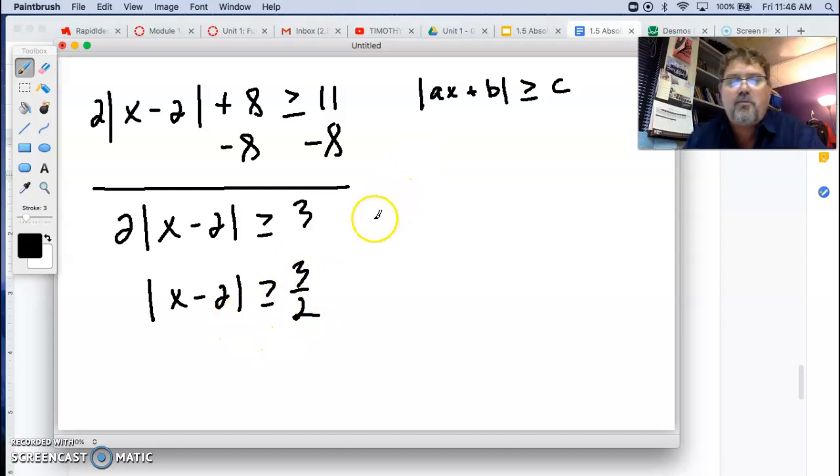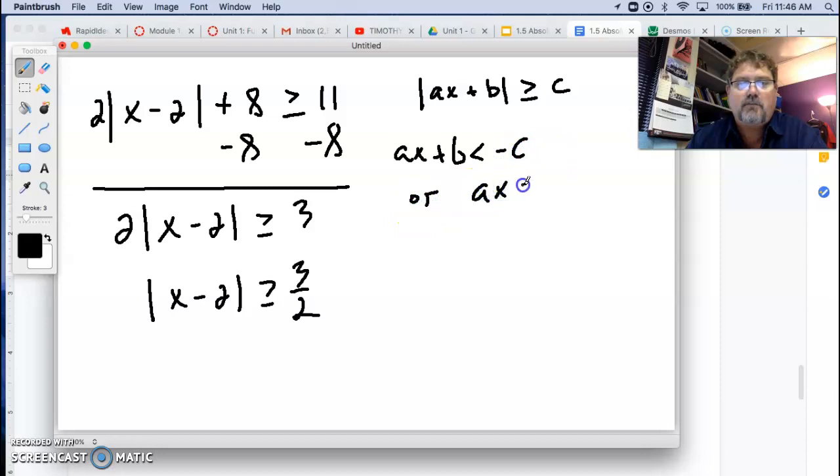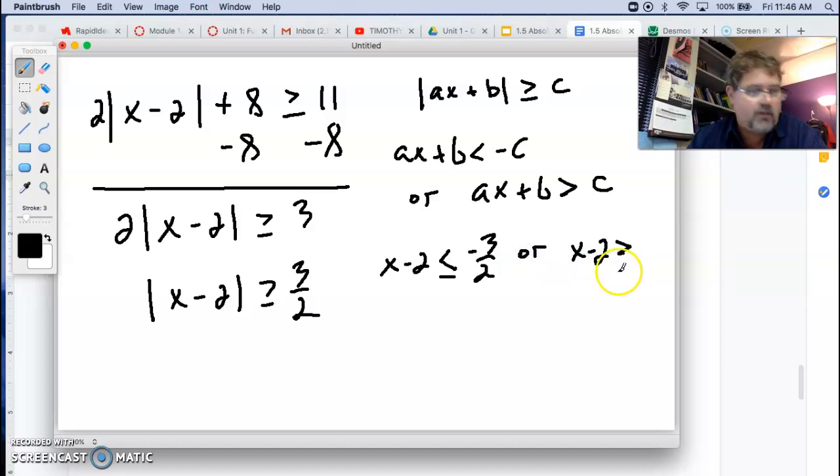Now we're in the right form, and we use our formula that says ax plus b is less than -c, or ax plus b is greater than c. So we're going to drop the bars, and we'll have x minus 2 is less than or equal to -3/2, I have to be careful with that, or x minus 2 is greater than or equal to 3/2.